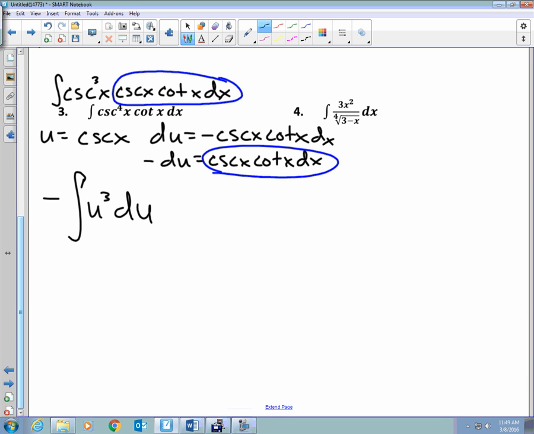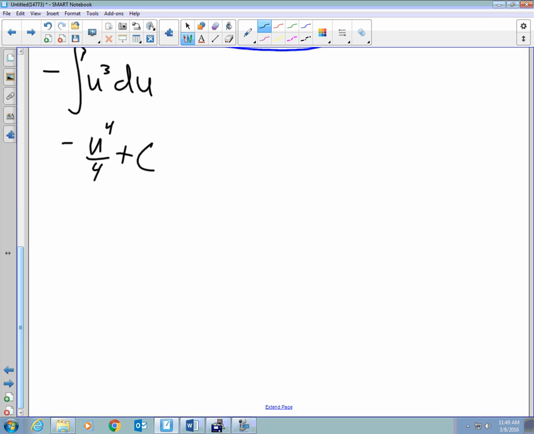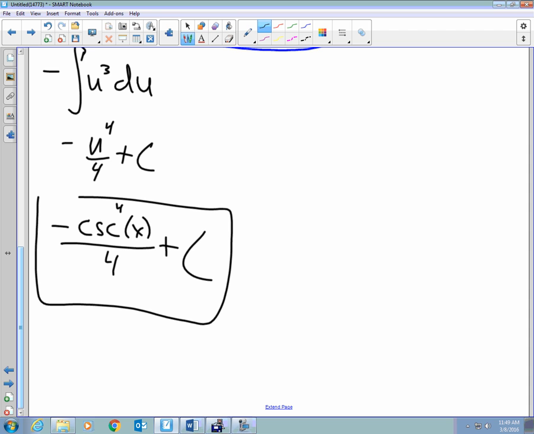Yep. So the antiderivative of u to the third is u to the fourth over 4. And it's negative plus a constant. Substitute u back in. You got negative cosecant to the fourth of x over 4 plus constant. Bada bing, bada bam, bada booski.